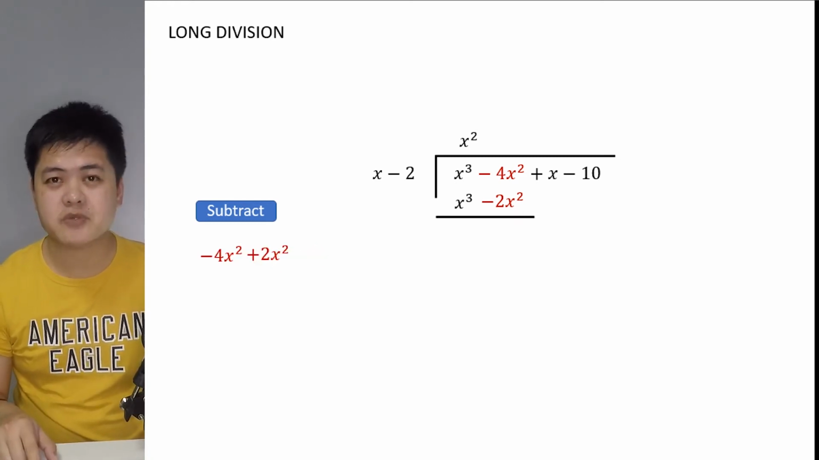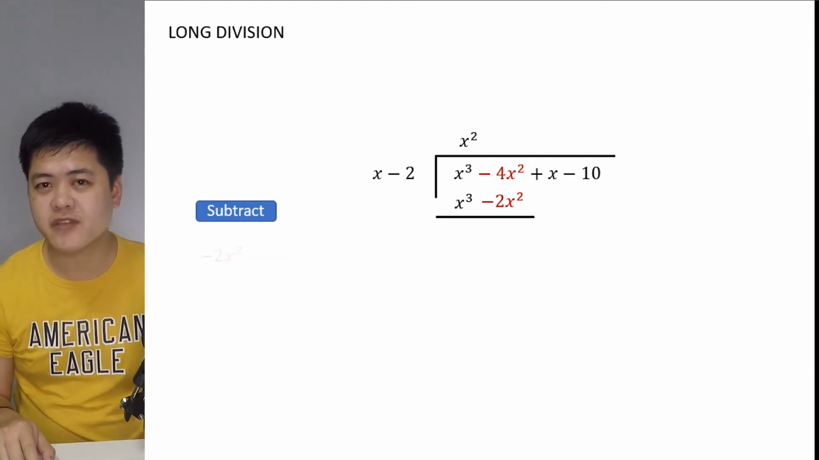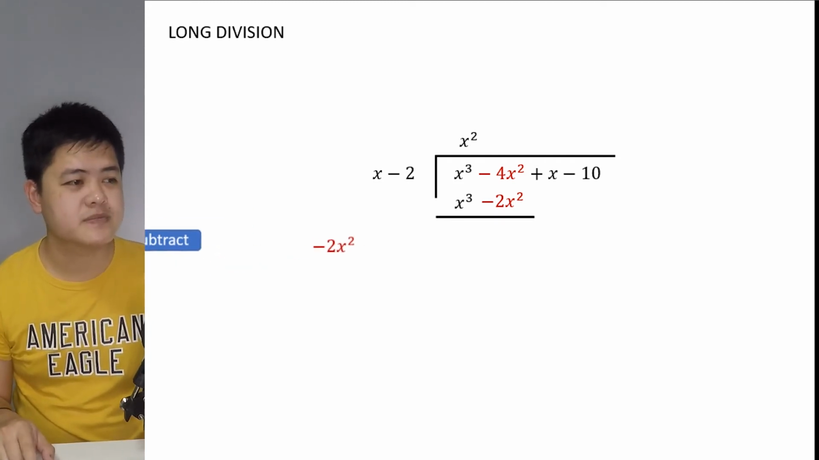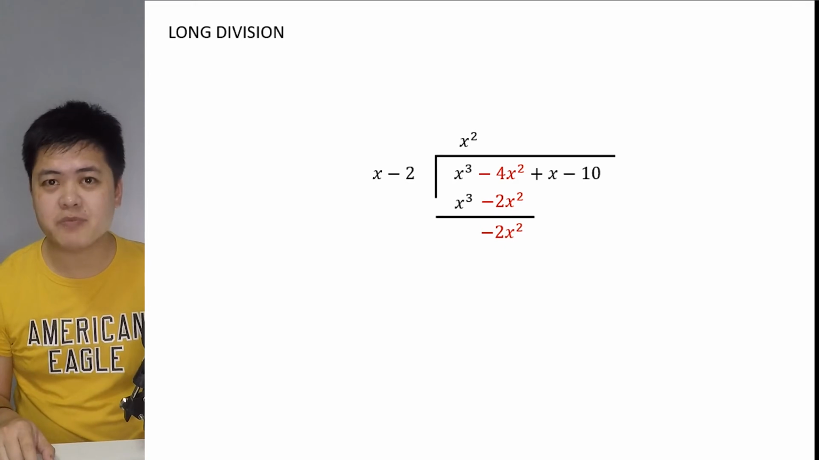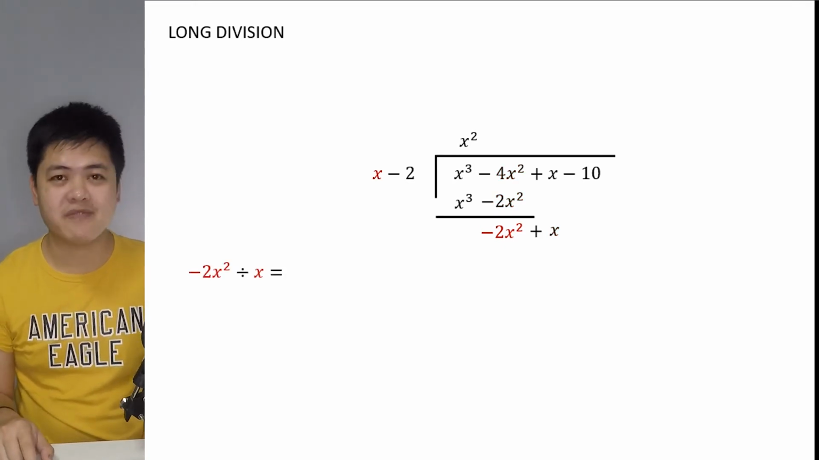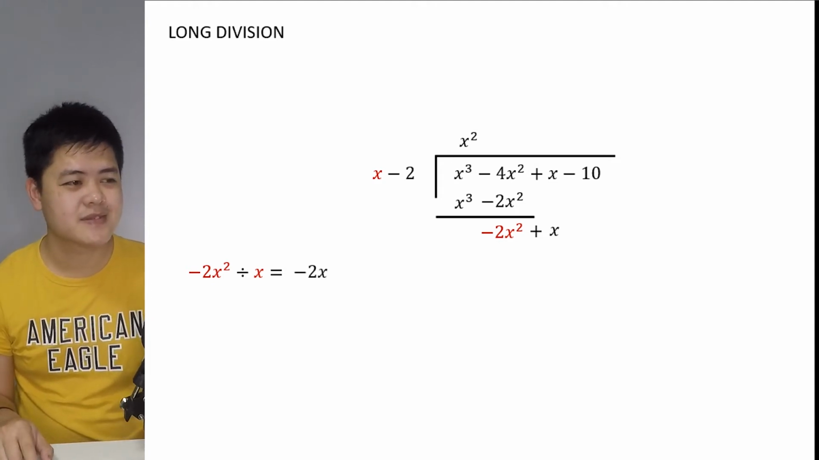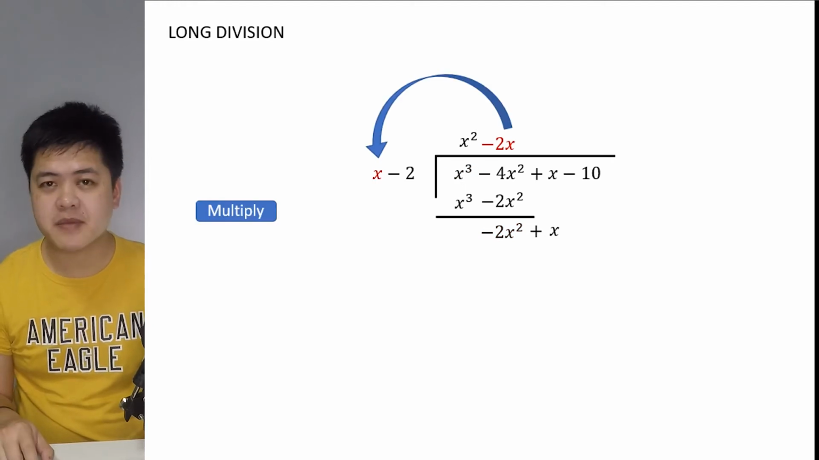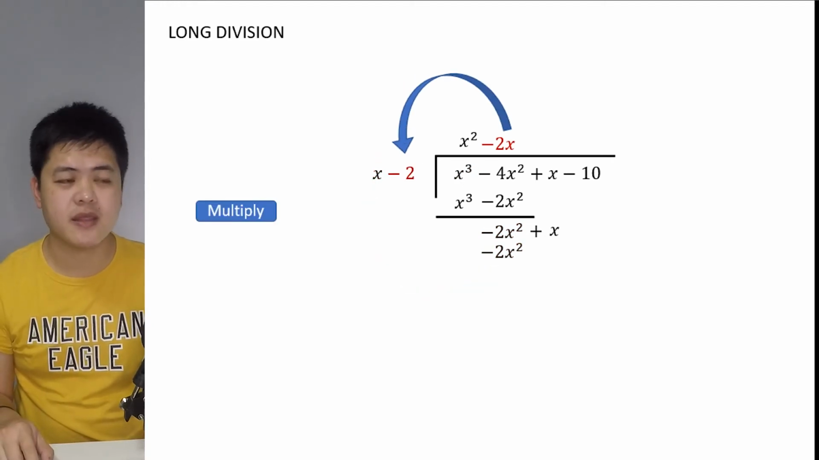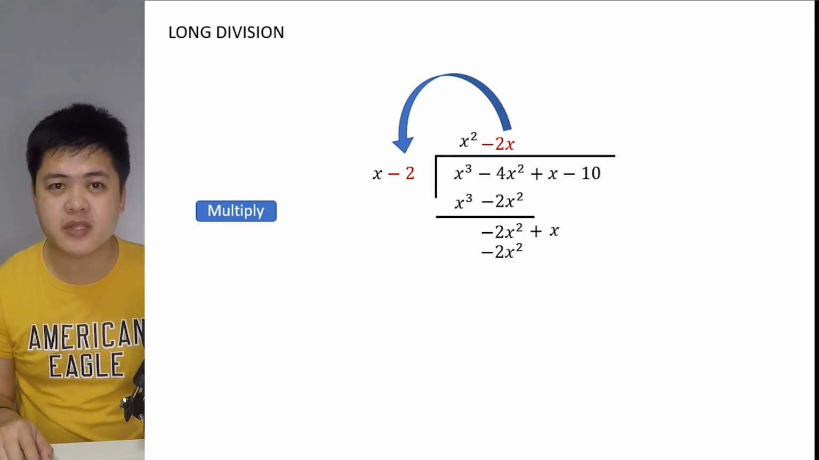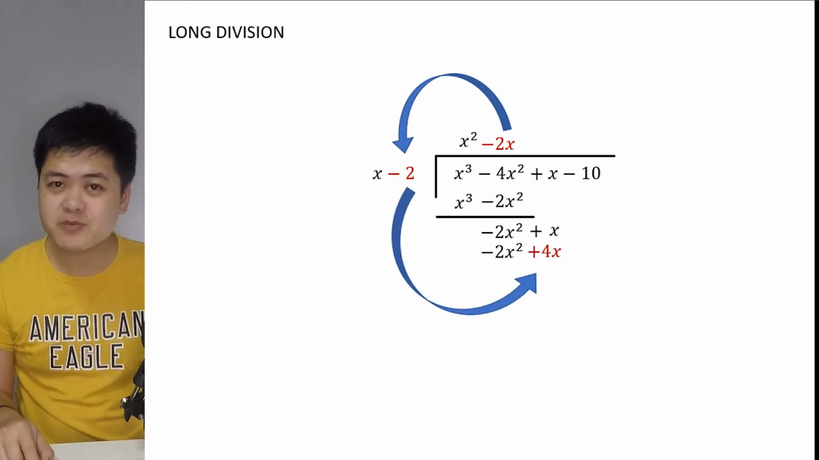We have negative 4x squared plus 2x squared. That will give us negative 2x squared. The next step is to bring down x. And then we divide negative 2x squared divided by x. The answer is negative 2x. Negative 2x times x, that's negative 2x squared, and negative 2x times negative 2, that is plus 4x. And then we subtract again.